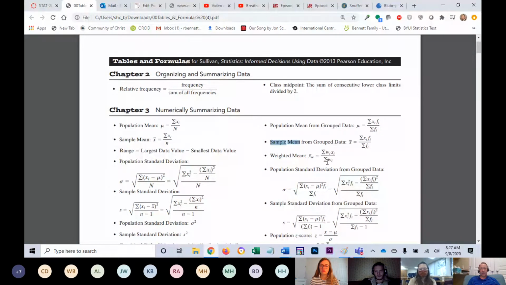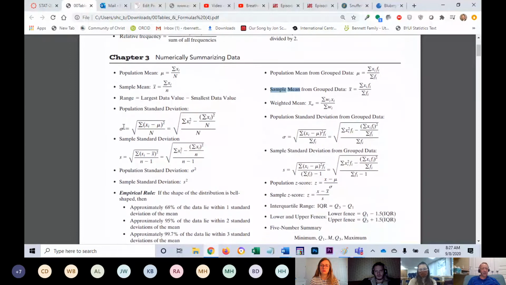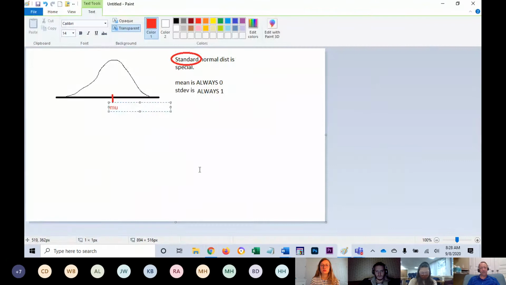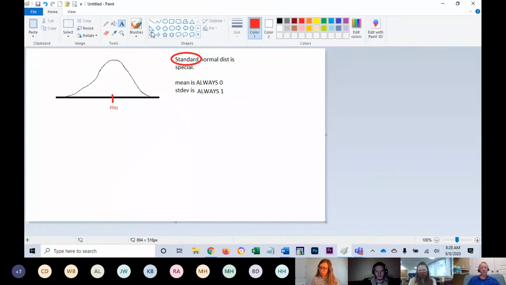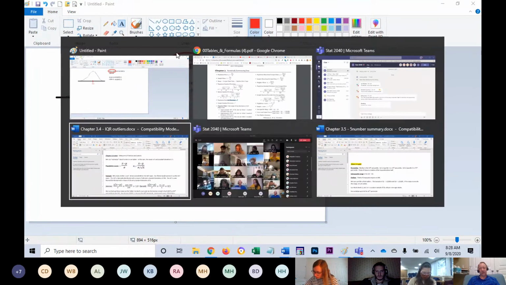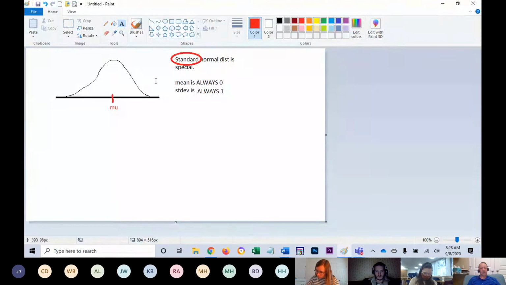And sigma, once again, represents the population standard deviation. S represents the sample standard deviation, okay? So make sure these letters here are very important, okay? Standard deviation squared is S squared, that's also called the variance, and sigma squared is the population variance, okay? All right, so who remembers the 68, 95, 99 rule, or the empirical rule?